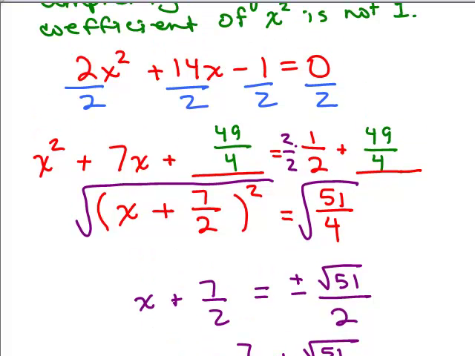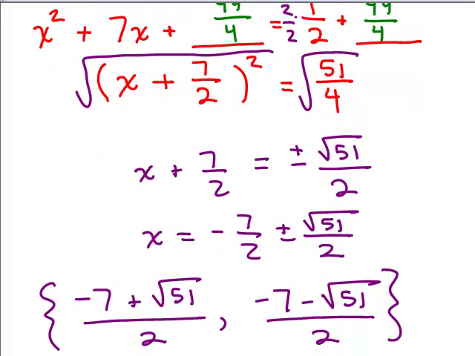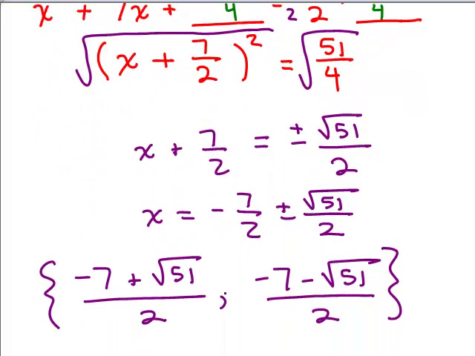It was 2x squared plus 14x minus 1. So if you did check it, that's what you're going to be checking it in. And then we got these solutions: negative 7 plus square root of 51 over 2, and negative 7 minus square root of 51 over 2.